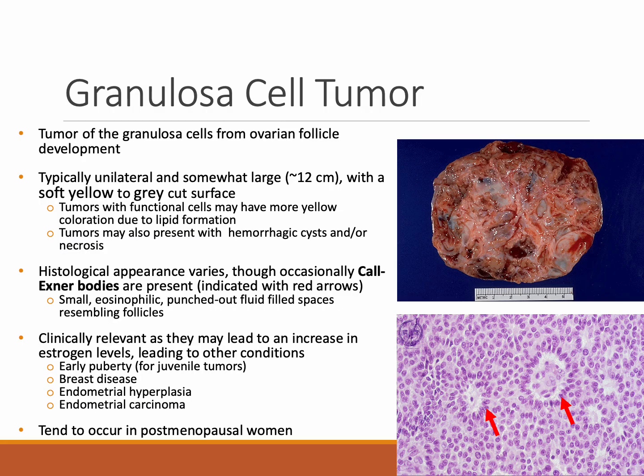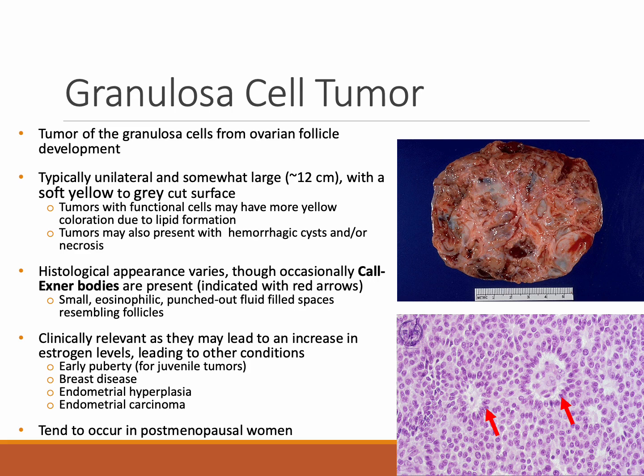So not only can the thecal cells of the follicle form a tumor, so can granulosa cells. If we have a rogue granulosa cell that decides to make its own little mass, they can get somewhat large. This one's on the smaller side, but they can get up to 12 centimeters. They have a glistening, grayish cut surface, and they usually have a little bit of yellow. The yellow is associated with functional granulosa cells. Granulosa cells, you'll learn, are part of estrogen production, so if they're producing estrogen, we should see that lipid-ish yellow characteristic.